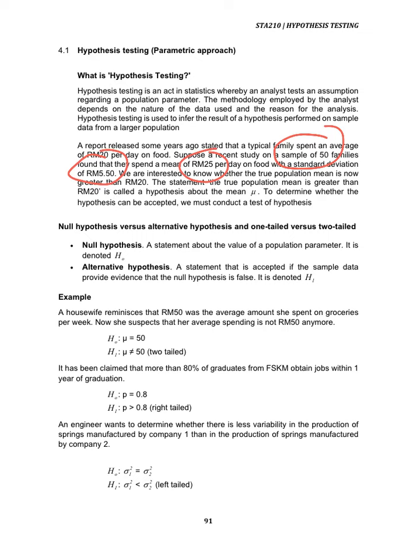Why? Because ayat yang pertama tadi dia kata, statement dia mengatakan a family spend an average RM20 per day. But when we take a sample of 50 family and we calculate the average, we get the value is RM25, which is greater than 20. So now we want to know whether the statement of the true population mean is greater than 20 or not. So that we call this as hypothesis about value of mean. Okay, so to determine whether the hypothesis can be accepted or not, we need to conduct hypothesis testing.